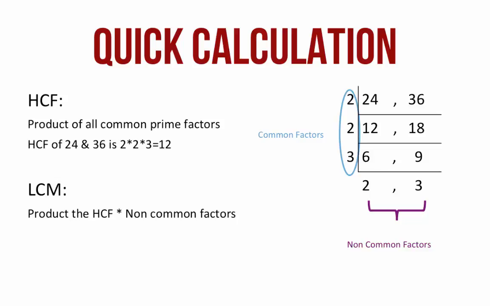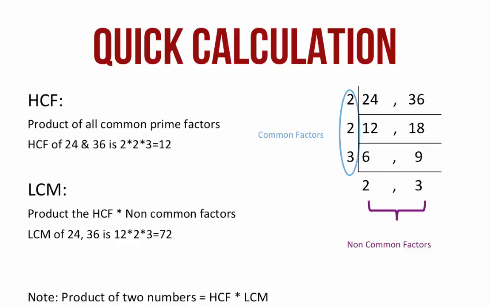LCM is a product of the HCF and the non-common factors. LCM of 24 and 36 is 12 into 2 into 3, which is 72. Do note that the product of the two numbers is always equal to the product of its HCF and LCM.